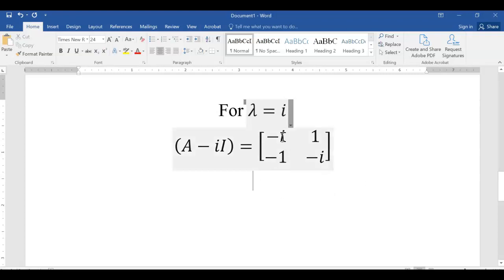The first thing is I'd try to get rid of this negative 1 here. If you multiply this top row by I, and then add to that second row, then I times negative I gives me a positive 1. I times 1 gives me an I. Add to this bottom row. Hopefully everybody understands what I'm saying there.